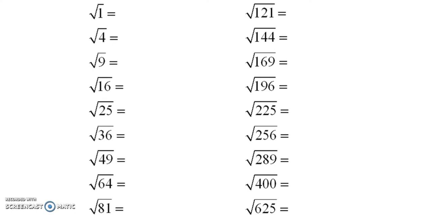Hello everyone. I'm just going to make a couple quick videos on radicals. I think most of you probably remember it from previous math classes. But what I have on the screen right now are what we call perfect squares.